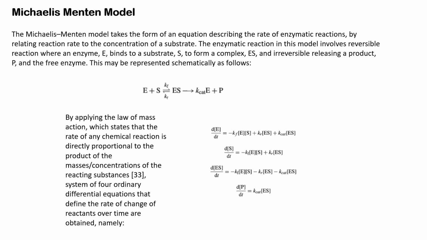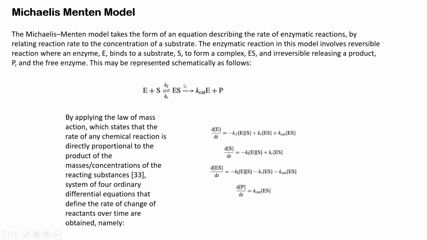Next, we come to a very important model, which is the Michaelis-Menten model. This model takes the form of an equation describing the rate of enzymatic reactions, and it relates a reaction rate to the concentration of the substrate. The enzymatic reaction in this model involves a reversible reaction where an enzyme binds to a substrate S to form the enzyme-substrate complex. This part is reversible, but the enzyme-substrate complex breaks into the enzyme and the product. It gives back the enzyme and the product, and this part is irreversible.